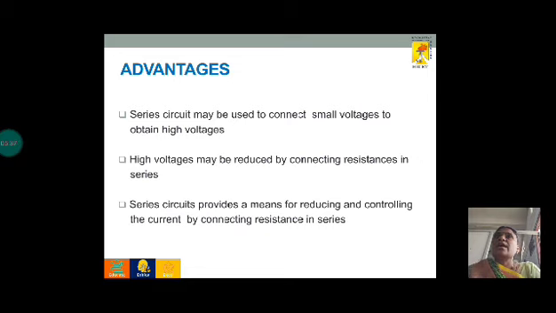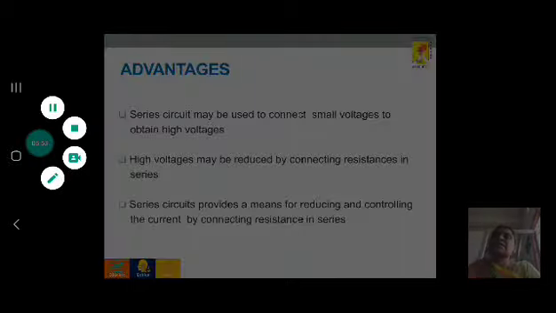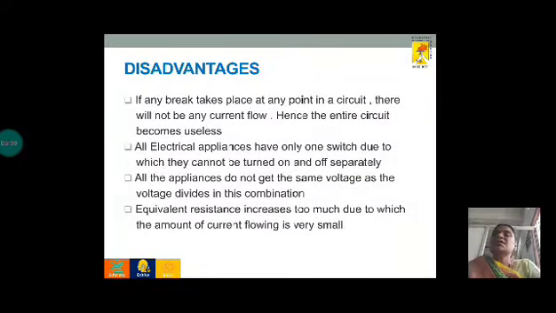voltages and obtain a high voltage, and high voltages can be reduced by connecting resistance in series with the circuits. And also series circuits provide reduced and controlled currents by connecting resistance in series.